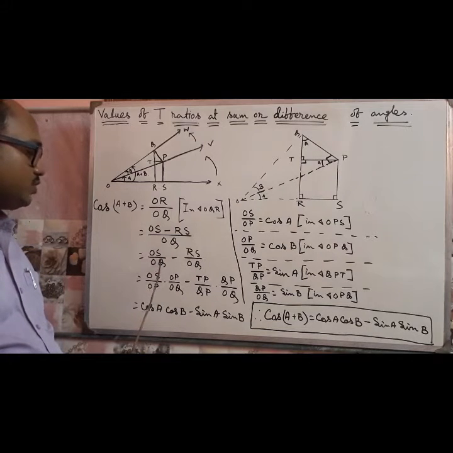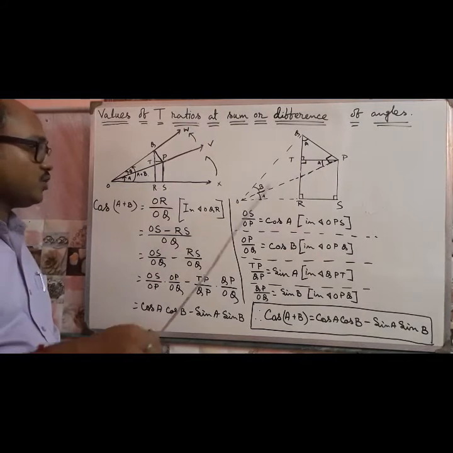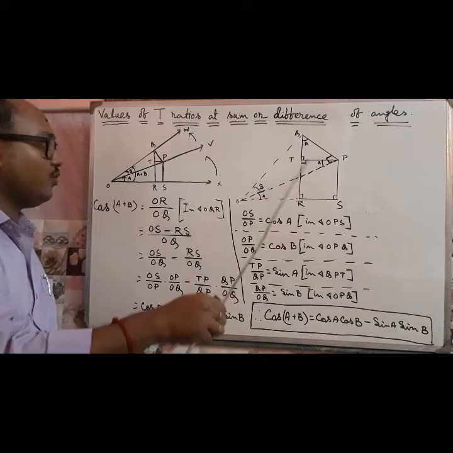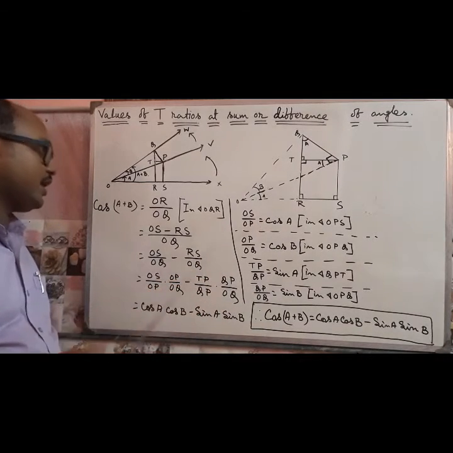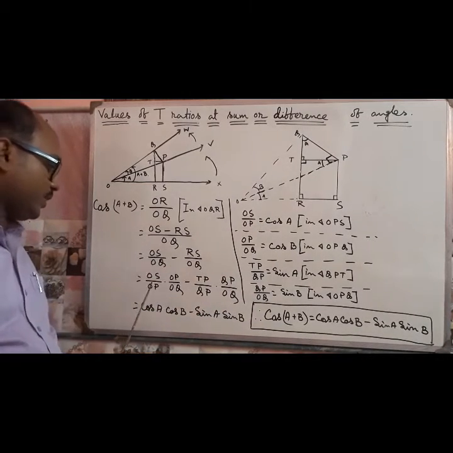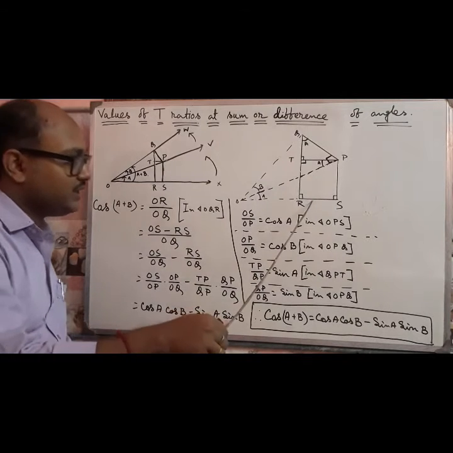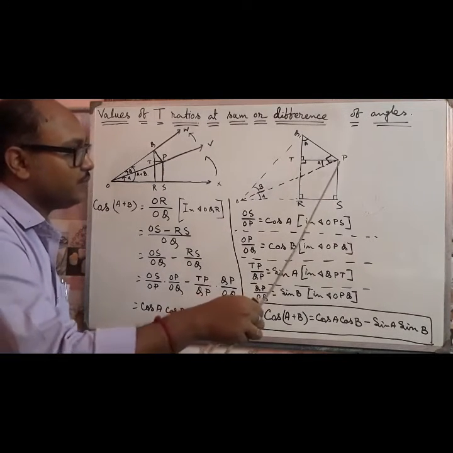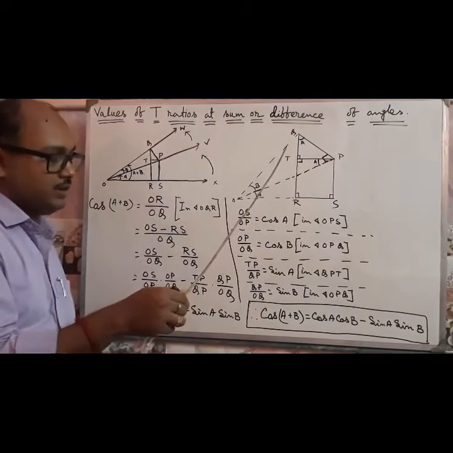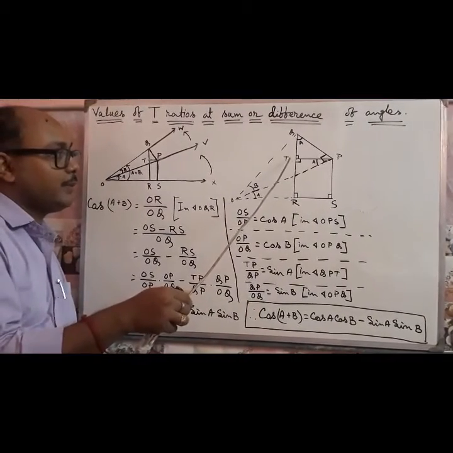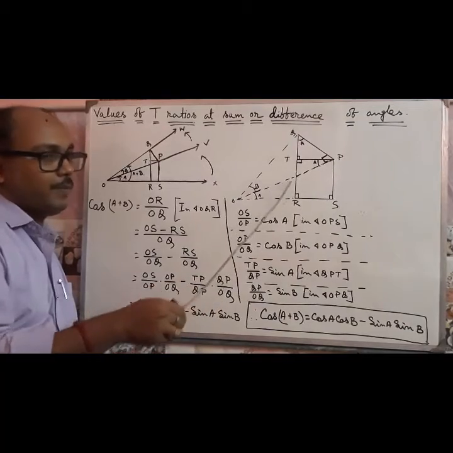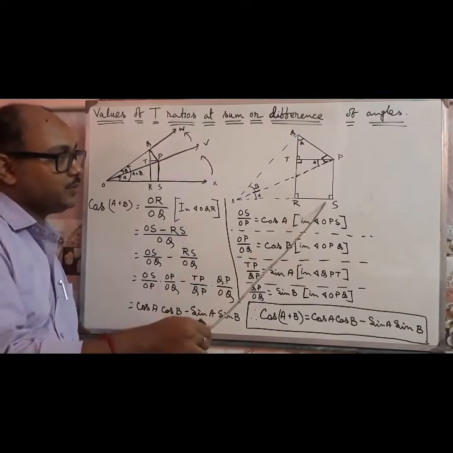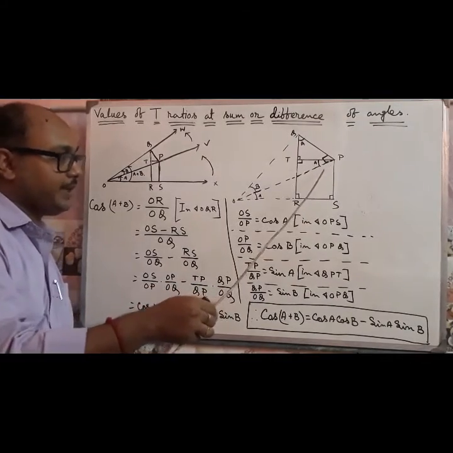But you see, OS and OQ are not forming any right triangle. So we took the help of OP: OS by OP into OP by OQ, minus RS, which is equal to TP. As I told earlier, PTRS is a rectangle, so its opposite sides RS and TP are equal.